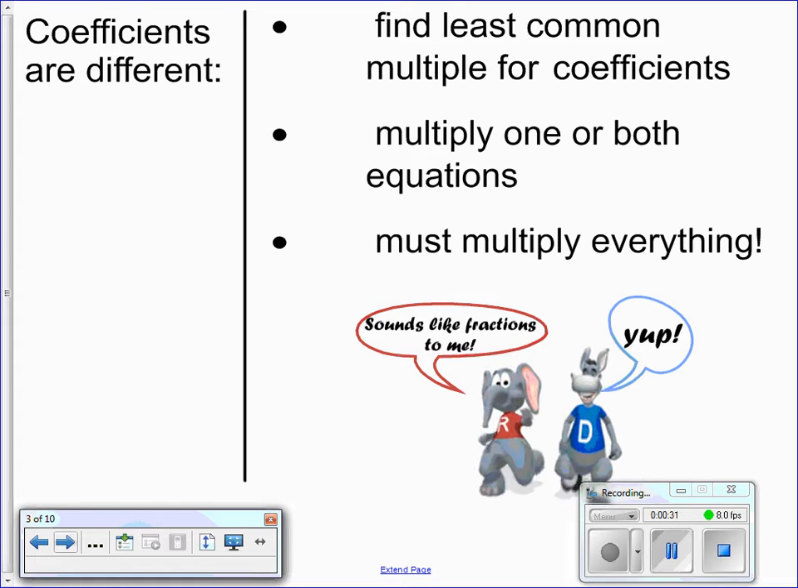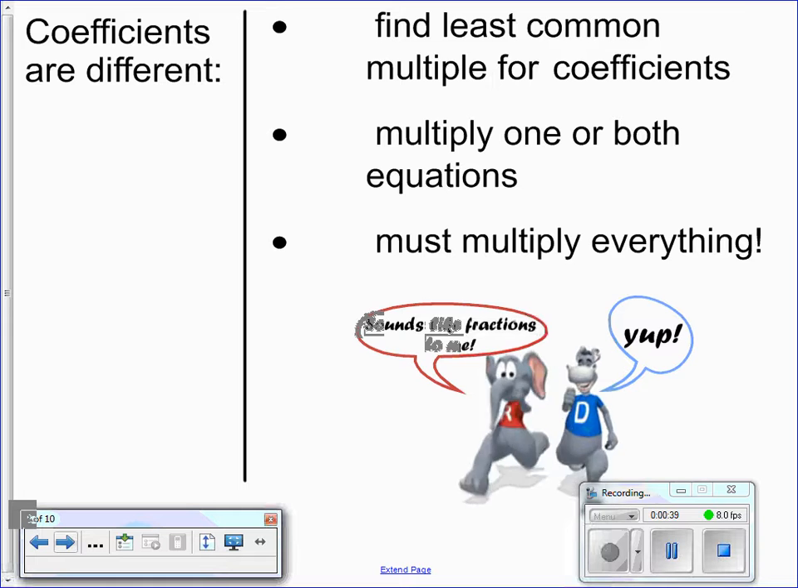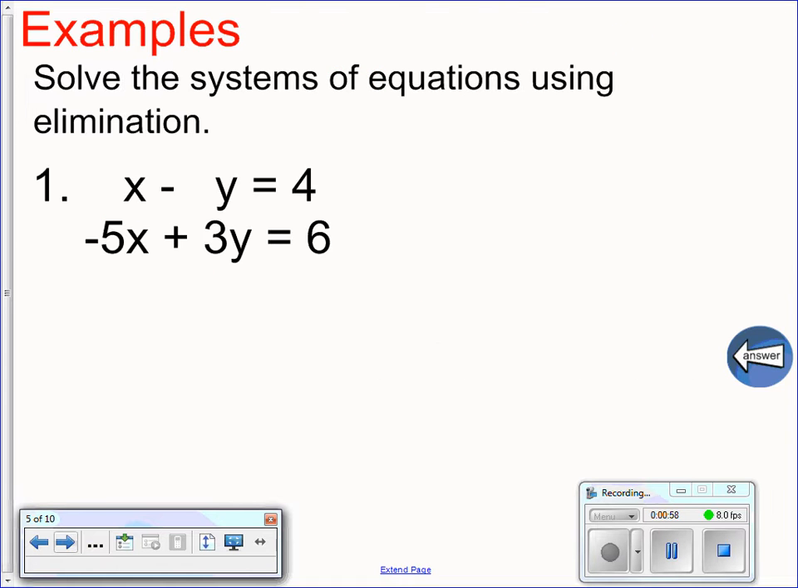So we multiply one or both equations by the same number, and we have to multiply all the way across. This is kind of like finding a common denominator. So the steps for using the elimination method: first, multiply to get our common coefficient, because we have to have the coefficients the same in order to add or subtract. Then we add or subtract, then we plug it back into either of the original equations and solve for the other variable. So, some examples.